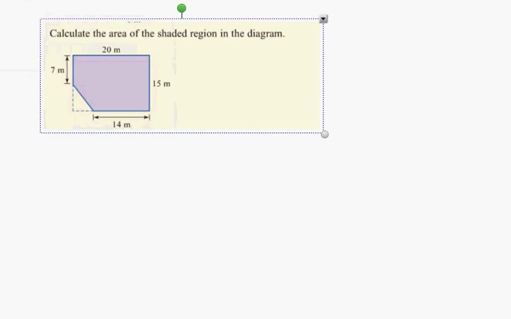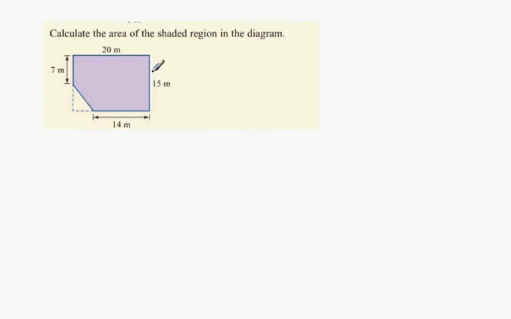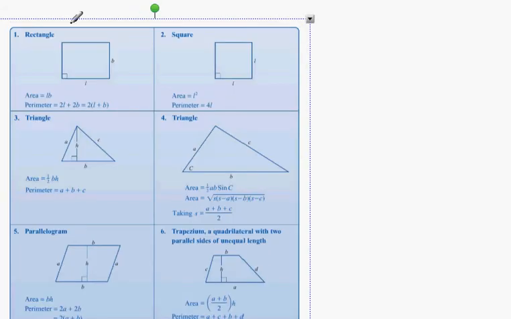We're now doing questions on area and perimeters. First one is calculate the area of the shaded region in the diagram. What you have to imagine is that you get the area of the full rectangle, and then take away the area of the small triangle, and that will get you the answer. You'll see a page with all the formulas on it.